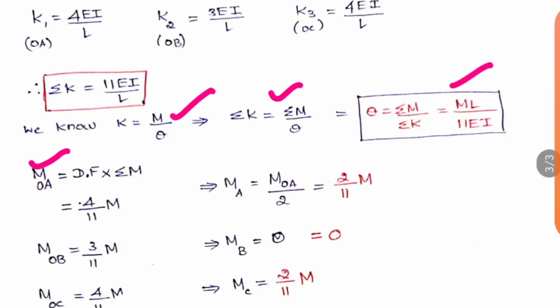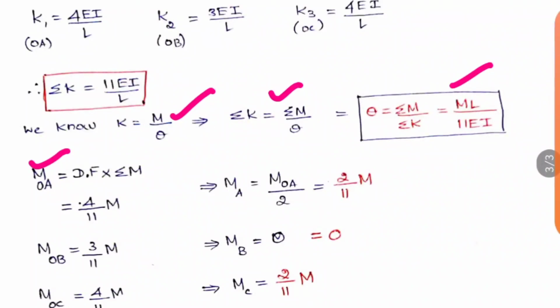When we are considering the distribution factor, we will be getting the moment from that point only. After that you have to apply the concept of the carryover moment. Then only you'll be getting the moments at the supports. So first let us find the moment from the rigid support. For MOA, what is the distribution factor? It is K1 by sigma K. K1 is 4 EI by L and sigma K is 11 EI by L. When you divide it, you will be getting 4 by 11. That will be your distribution factor.